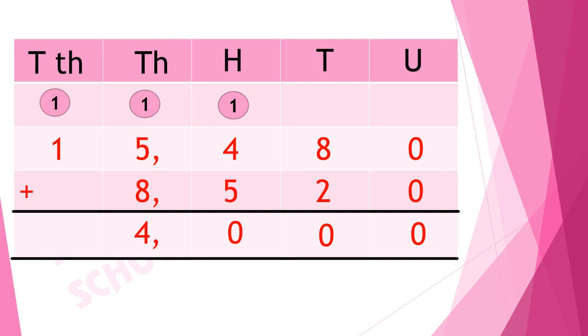Now we will add 10,000s. Here we have 1 and 1. If we add 1 and 1 we get 2. 24,000 is the total money collected.